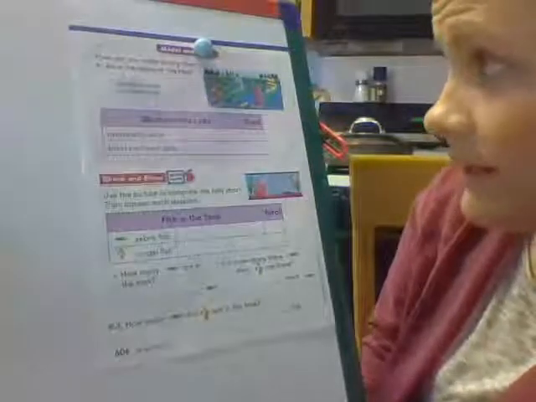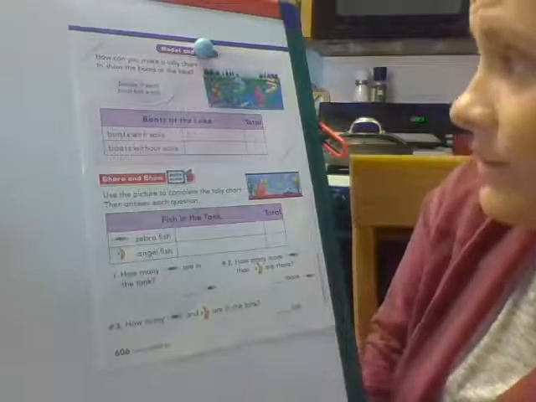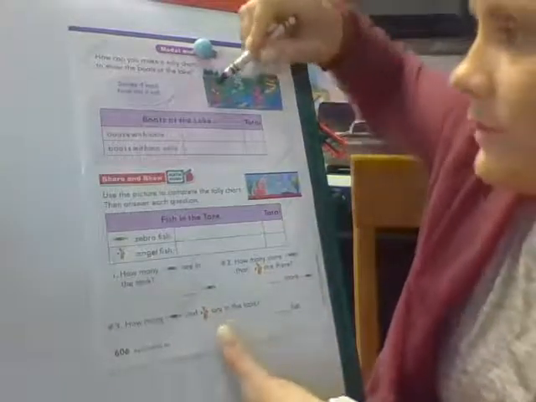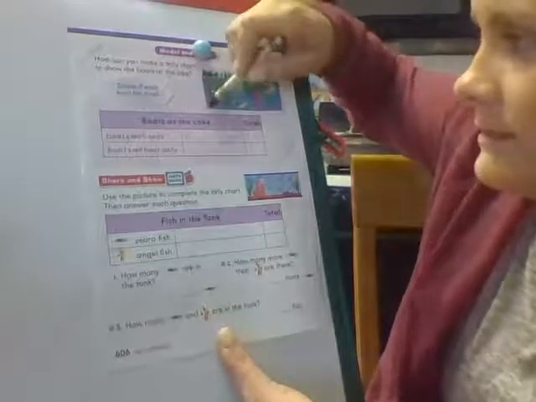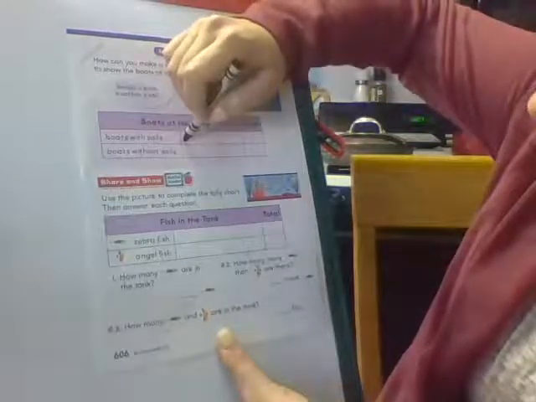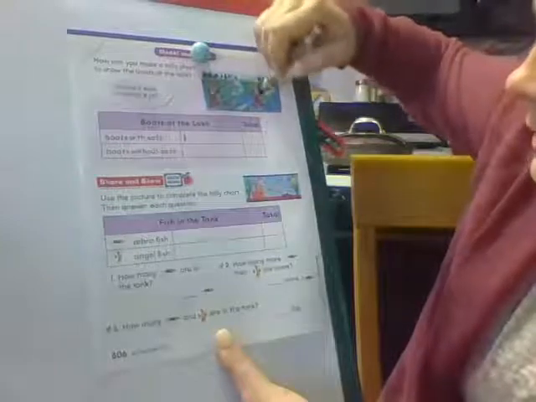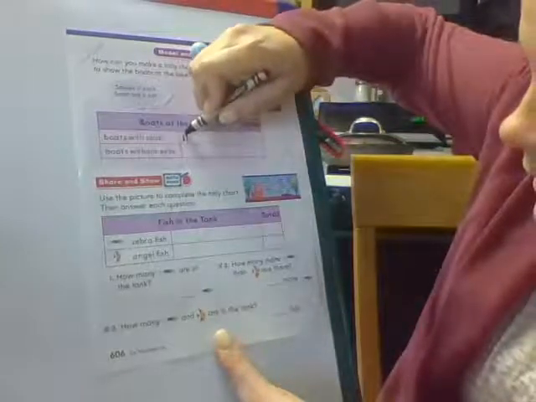Okay, so we're going to look at our model and draw at the top of our page. It says, how can you make a tally chart to show the boats on the lake? Decide if each boat has a sail. I notice that they helped us a little bit, and we X'd out a couple boats that had sails. So I'm going to trace over those X's, and then go over that tally mark so that I can see it.